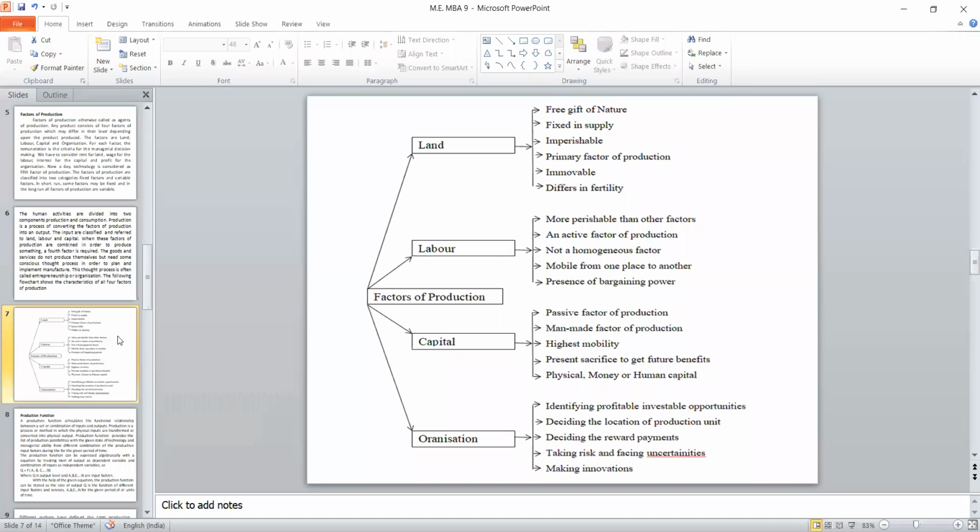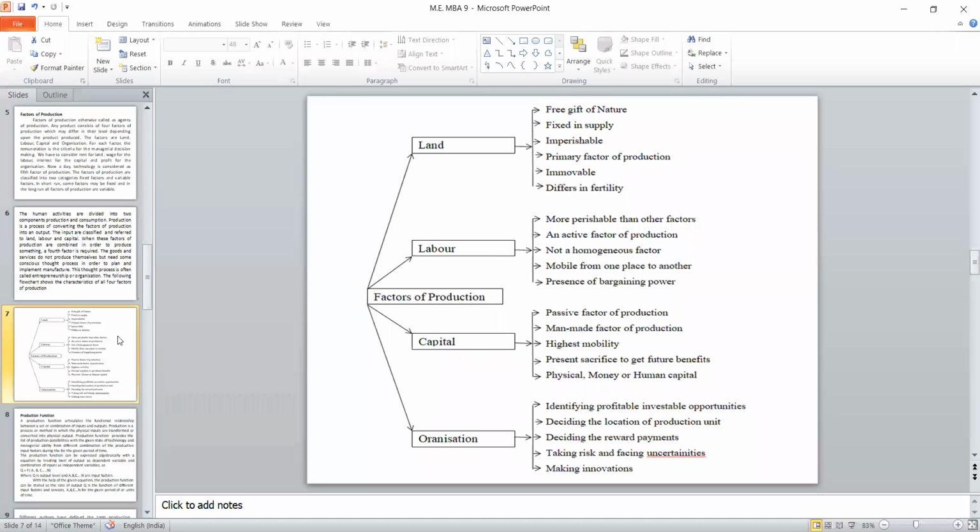Capital is considered to be the lifeline of a business. Without this, nothing will happen. The only thing is, compared to labor, it has high mobility. It is a man-made factor. It is not a natural factor. It's a financial resource. Land is a natural resource. Labor is a human resource. Capital is a financial resource. It may be physical, or money, or human capital, or any material, whichever it may be. But finally, it should be expressed in money value. That is the only thing.